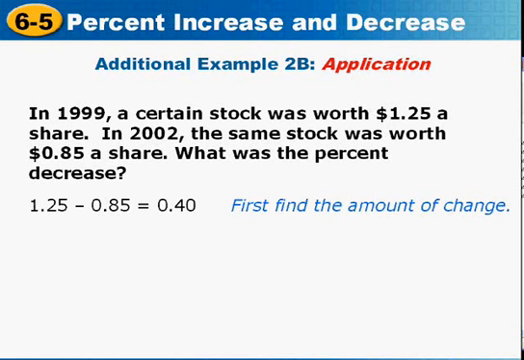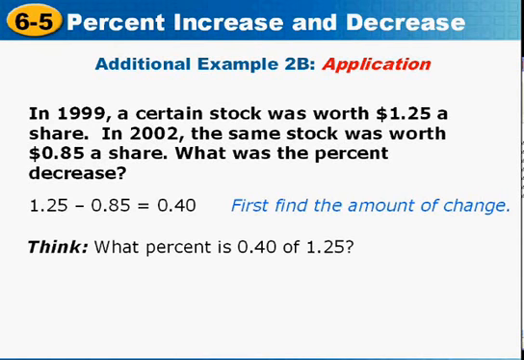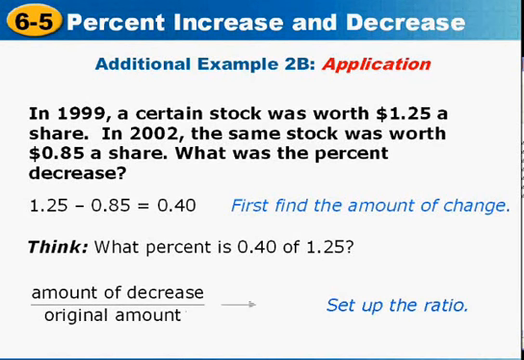First, we're going to find the amount of change. $1.25 minus 85 cents is 40 cents. Don't worry about the think. Set up the ratio. The amount of decrease over the original amount. The amount of decrease was 40 cents. The original amount was $1.25. Amount of decrease over original amount. The amount of change over the original amount. That equals the percent of change.